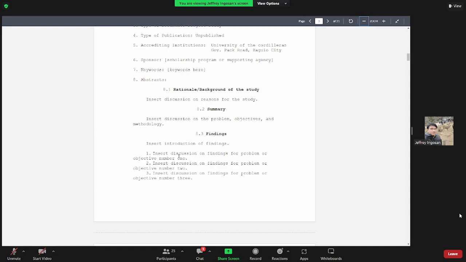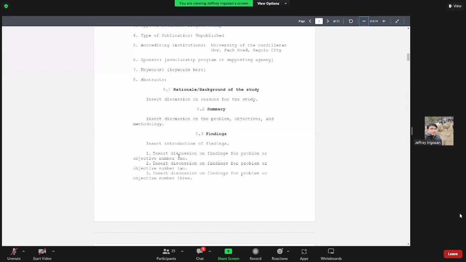I guess in most of the studies that we have seen last term, if I'm not mistaken, most of you were given 3 statements of the problem or statement of the objectives of the study. There are also those who were given 4. But I know nobody has 2, 1, or more than 4. It's either 3 or 4. So treat each of the statements of the problem, the findings, as a paragraph.